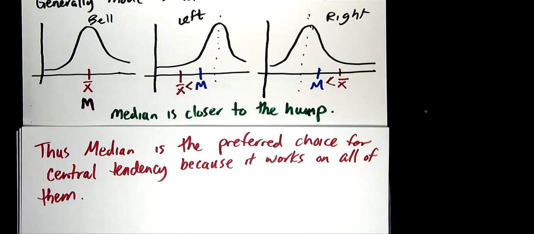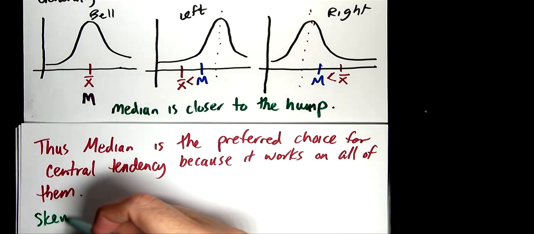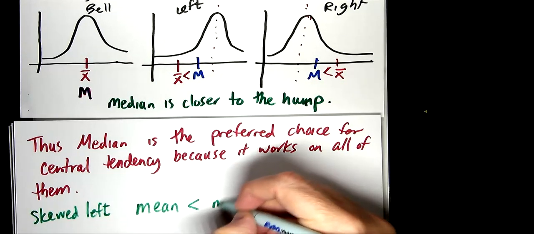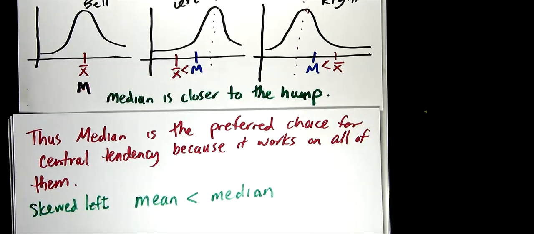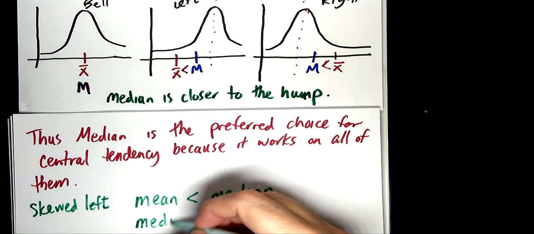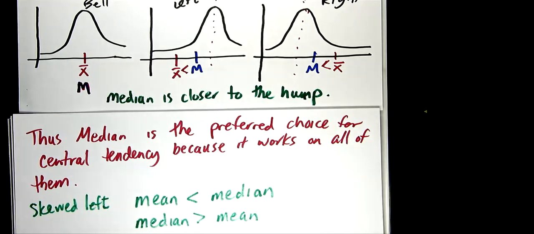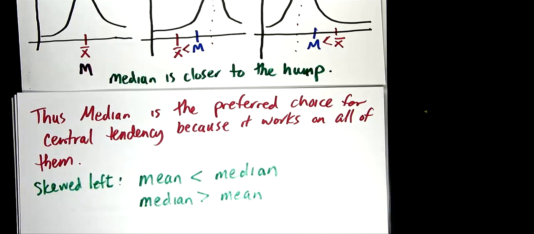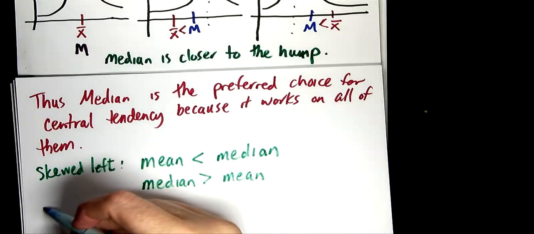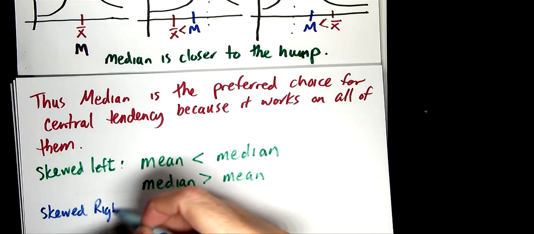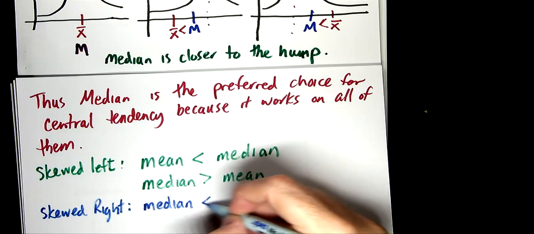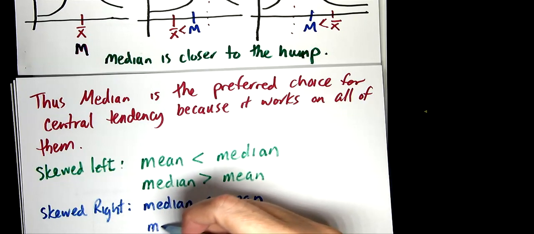So for skewed graphs, skewed left, the mean is less than the median. Or we could say median is greater than the mean. They'll say it two ways. And on skewed right, you flip that order. Median is less than the mean. Or mean is greater than median.